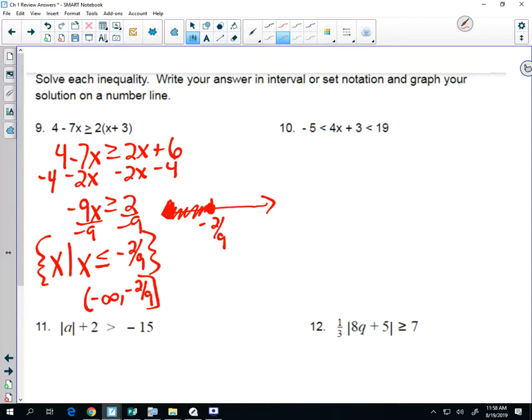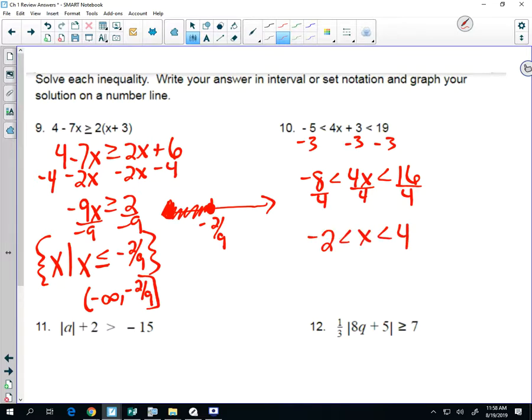This one is an and inequality, which means I can solve it all at once, right? It's what's happening where they overlap. So to solve this, I want to get x by itself. So I'm going to subtract 3 from all the sides and get negative 8 is less than 4x, which is less than 16. The goal is to get the letter by itself in the middle. So now I'm going to divide by 4, and I'm going to get negative 2 is less than x, which is less than 4. In set notation, it's going to look like this.